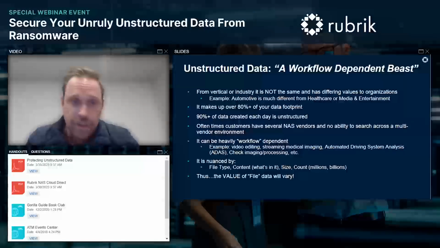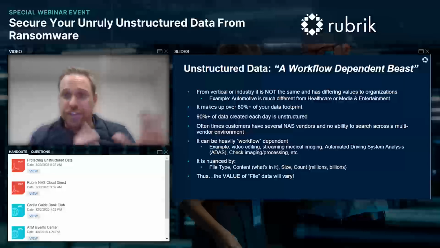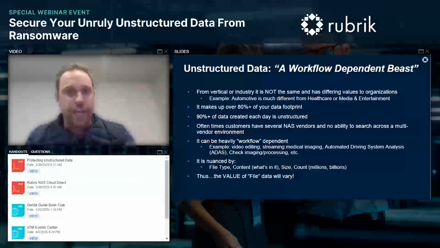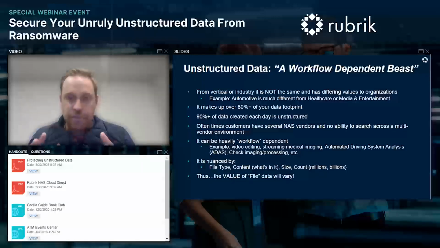Now, unstructured data, it's very vertical specific. It's very much a beast. When you look at the structured data side, you have your VMs, you replicate them, you back up those VMs, you replicate that. It's a very, very simple process. We look at unstructured data. Depending on your organization, the data is created, and the only way to protect that has been to replicate to a secondary site. And other than that, there's been no other way to protect it.